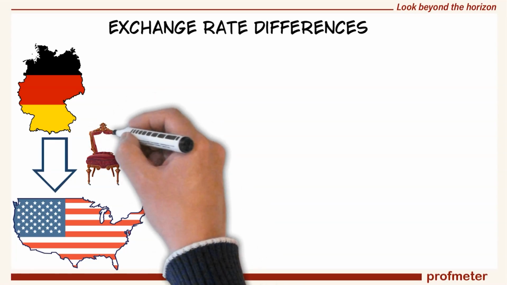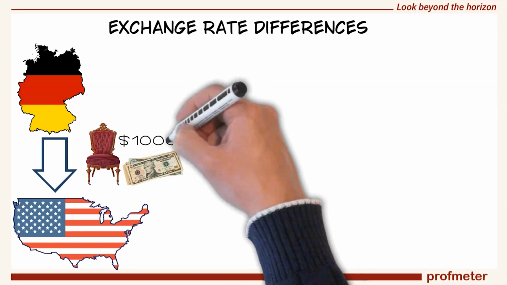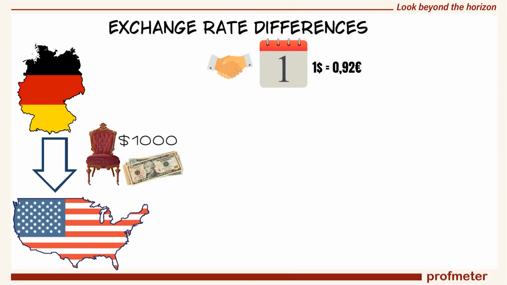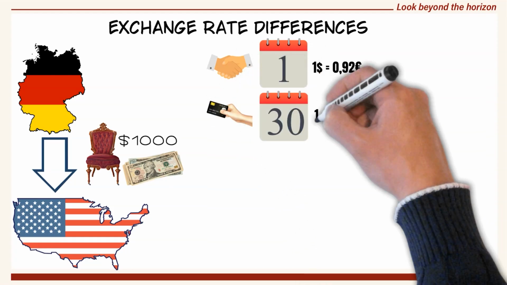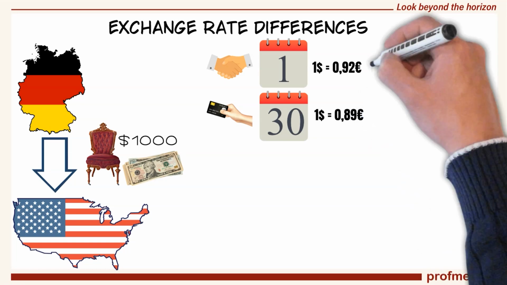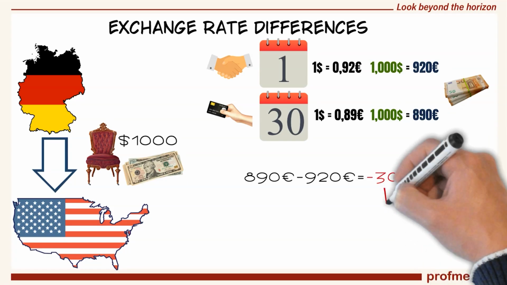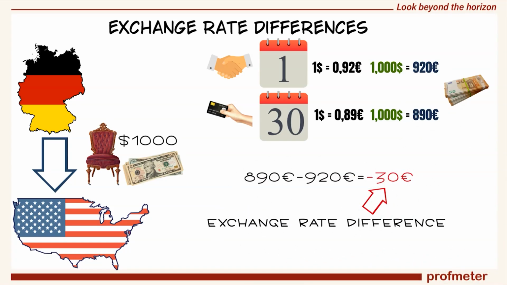Example: a company operating in the Eurozone entered into a contract to sell its goods for $1,000. The exchange rate on the date of the transaction was 0.92 euros per dollar, with a payment delay of 1 month. A month later, when the buyer paid, the rate was already 0.89 euros per dollar. Instead of 920 euros, the company received 890, although nothing happened for the buyer. This amount, 890 minus 920, equals minus 30 euros, and this is the exchange rate difference. I hope this is clear so far.